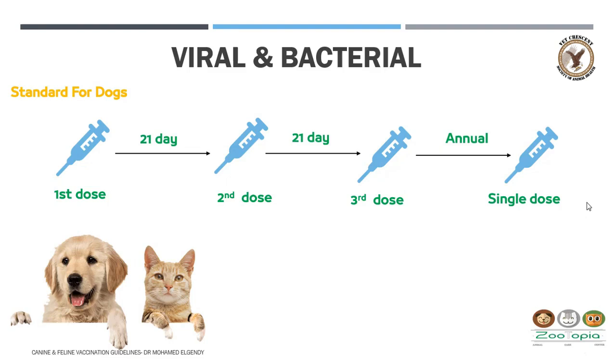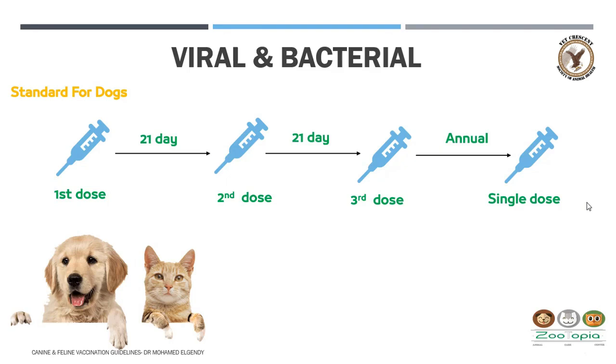So if we have a dog in the puppy stage of life, and this puppy is 6 weeks old, we should give him the first dose, and after 3 weeks give him the second dose, and after 3 weeks give him the third dose, and then repeat it annually. And this regime we can use with the Vanguard vaccine.